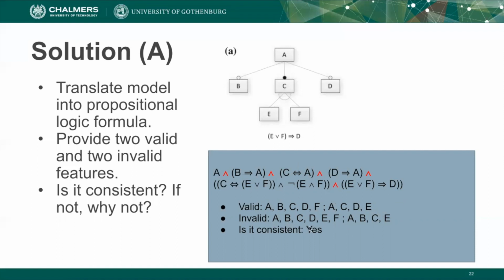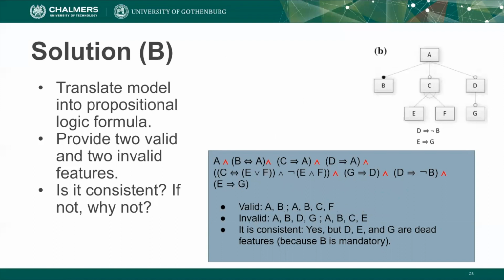Now, invalid, we can't choose everything at once. We must choose only one of these children. Or if we chose either E or F and skipped D, so if we chose A, B, C, E, that's also invalid. But is this consistent? Yes, it is.